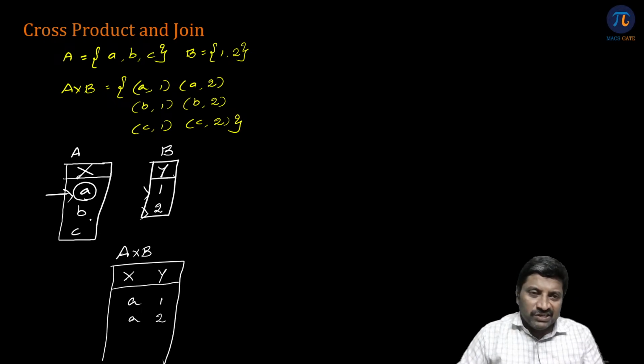Now let us consider the second element of the first table. Again, map these two to these elements. So B1, B2. Similarly, the third one.